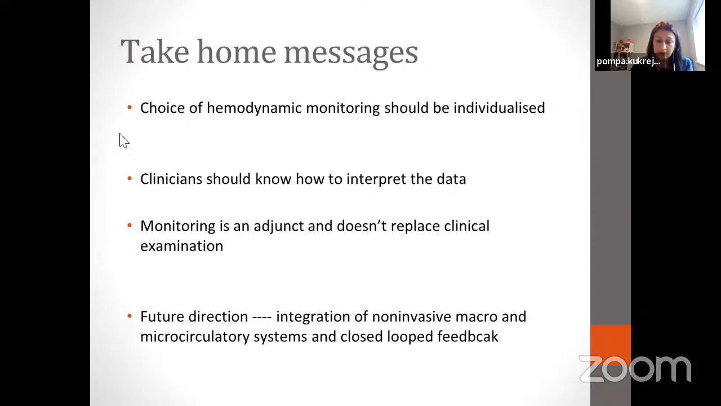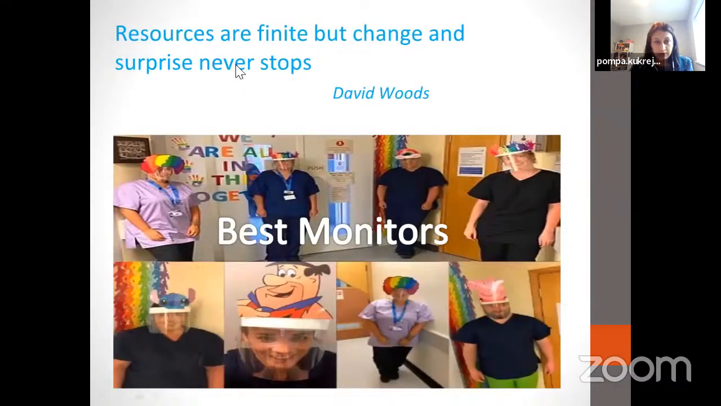And I think for the future, we are now looking at non-invasive continuous blood pressure measurements, non-invasive SCO2 measurements, and also non-invasive cardiac output measurement using the PLETH. So I think in future, we will have integrated systems which give us feedback about how we can use these tools for the betterment of our patients, and to institute therapy early. And the other thing I always say is that resources are finite, but surprises never stop.